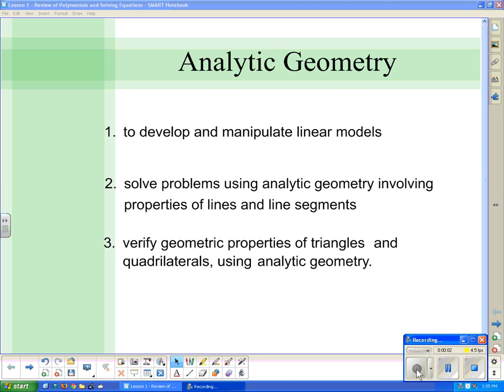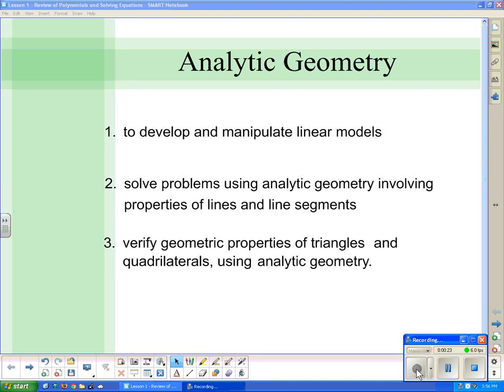This is the beginning of Unit 2 on Analytic Geometry in the 2D course. We are going to develop and manipulate linear models. We are going to solve problems using analytic geometry involving properties of lines and line segments. And we are going to verify geometric properties of triangles and quadrilaterals using analytic geometry.